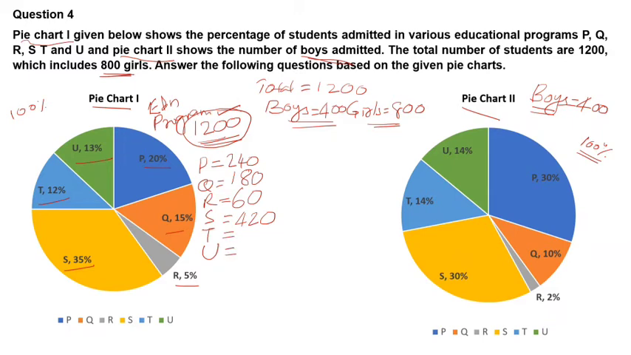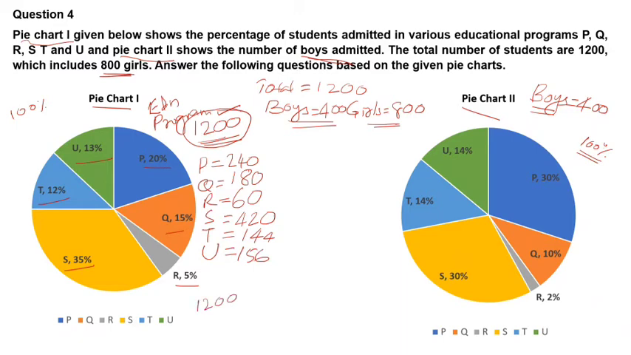T is 12%. 10% is 120, so 1% will be 12. 2% will be 24. So 120 plus 24 is 144. Understand very clearly all these steps. Then the last one, 13%, will be 156.